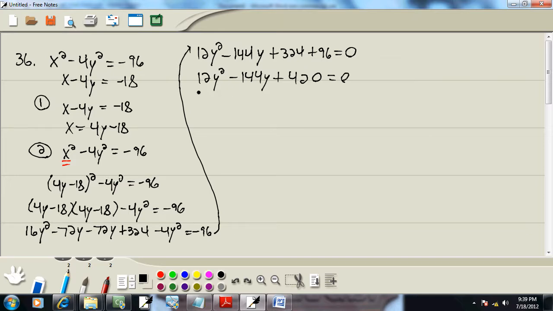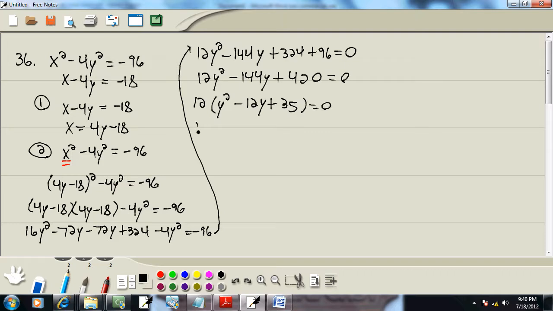Yeah, 420. Well, they're all at least divisible by 4. I wonder if they're all divisible by 12. Let me see. 420 divided by 12. Sure enough, it is. So I can factor out a GCF of 12. And that gives us y squared minus 12y, and what was that? My calculator said 35, I think. Let's see. 35, yeah.